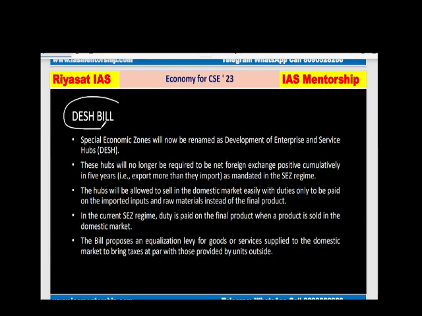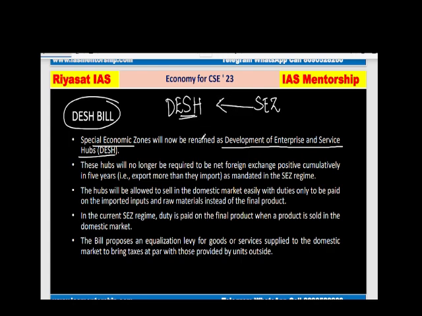Next topic is your DESH Bill. Okay, DESH, the short form of Development of Enterprise and Service Hub. Special Economic Zones, the SEZs as we call them, will now be renamed as DESH, Development of Enterprise and Service Hubs.